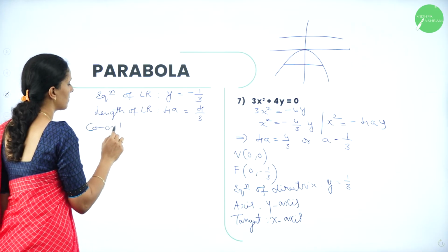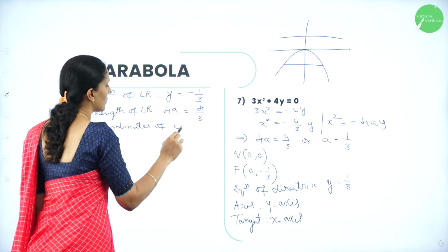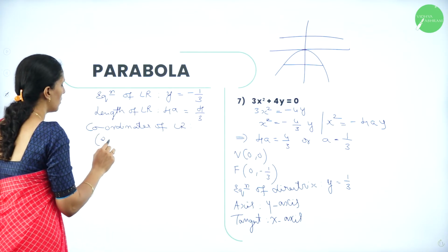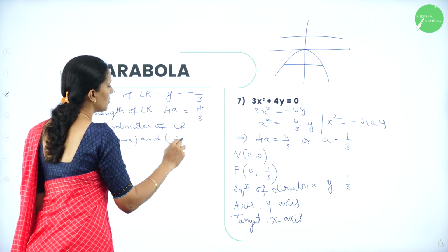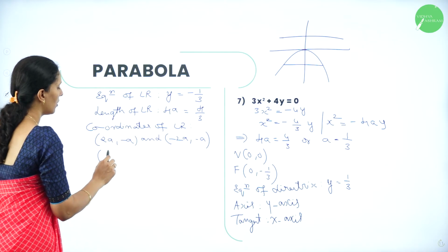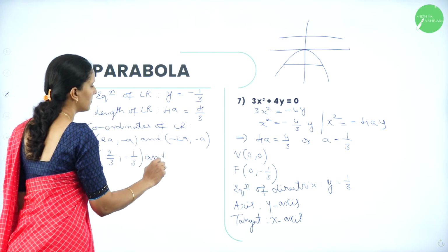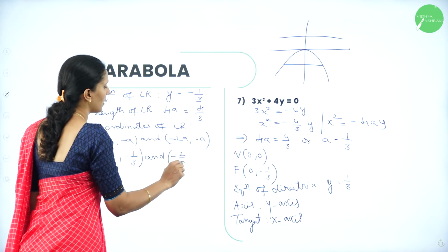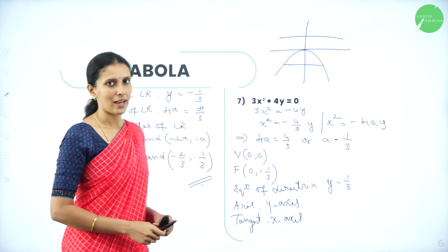Coordinates of latus rectum are 2a comma minus a and minus 2a comma minus a, which is nothing but here 2 by 3 comma minus 1 by 3 and minus 2 by 3 comma minus 1 by 3. So these are the given characteristics.